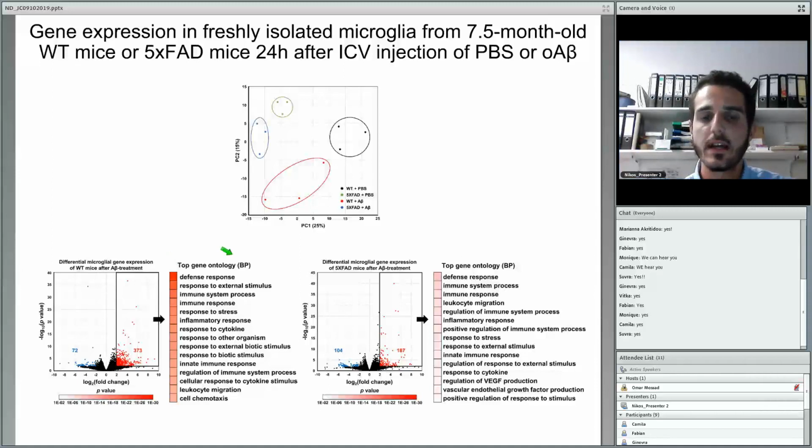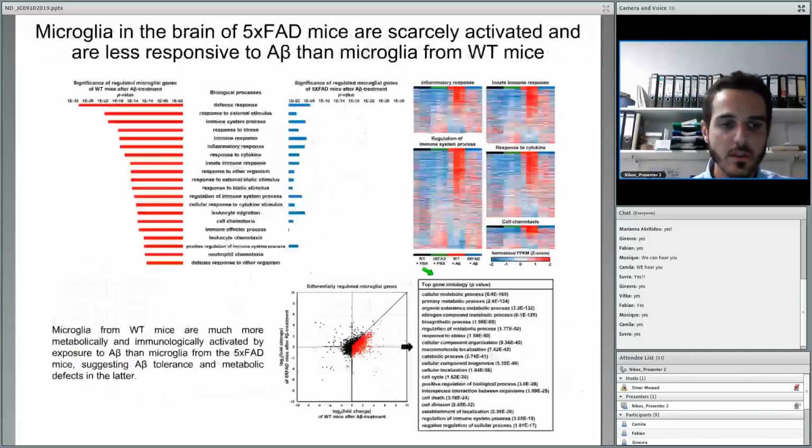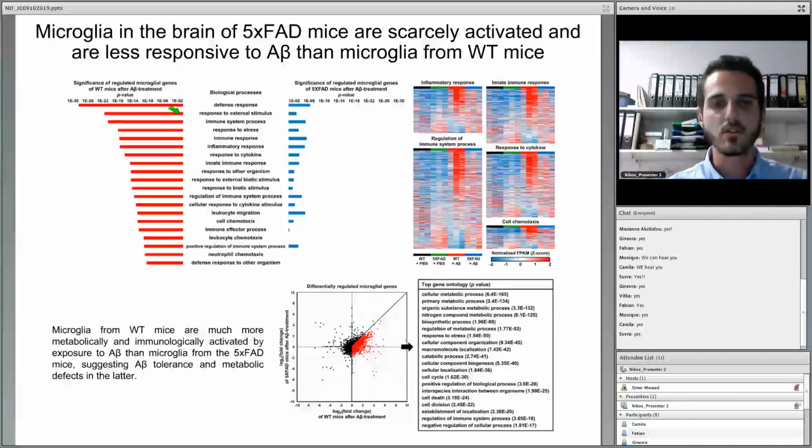On the contrary, when they are looking at the differences between the PBS and oligomeric A beta injections in the 5x FAD, they see far less genes. They see around 180 genes, and surprisingly for them, they see an overlapping in the biological processes enriched with the GO terms, but of course the increase is far less than the one in the wild-type mice. So in general, with this experiment, what they did here is a bit more detailed analysis of the different biological processes. So you see that the wild-type mice respond more robustly to the oligomeric A beta, while the 5x FAD is responding quite low.